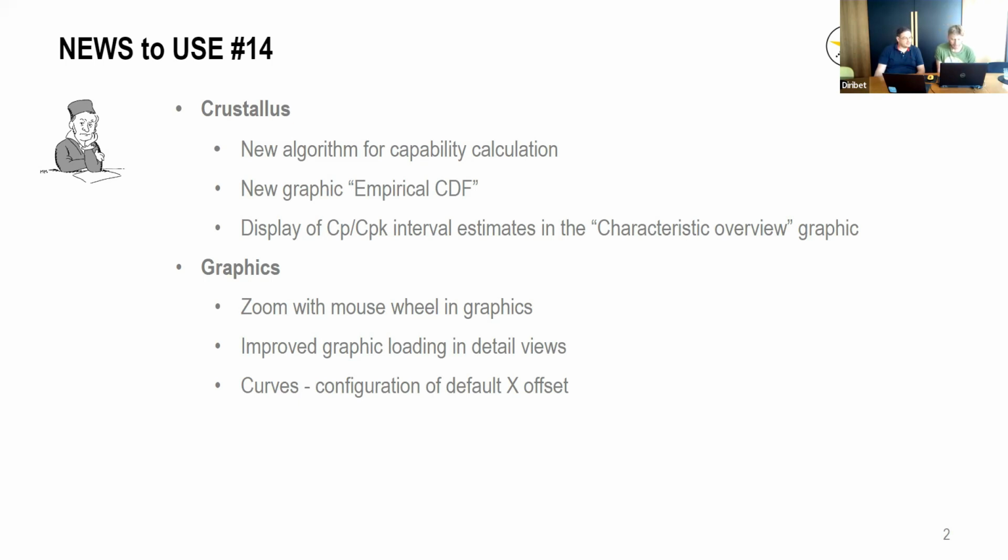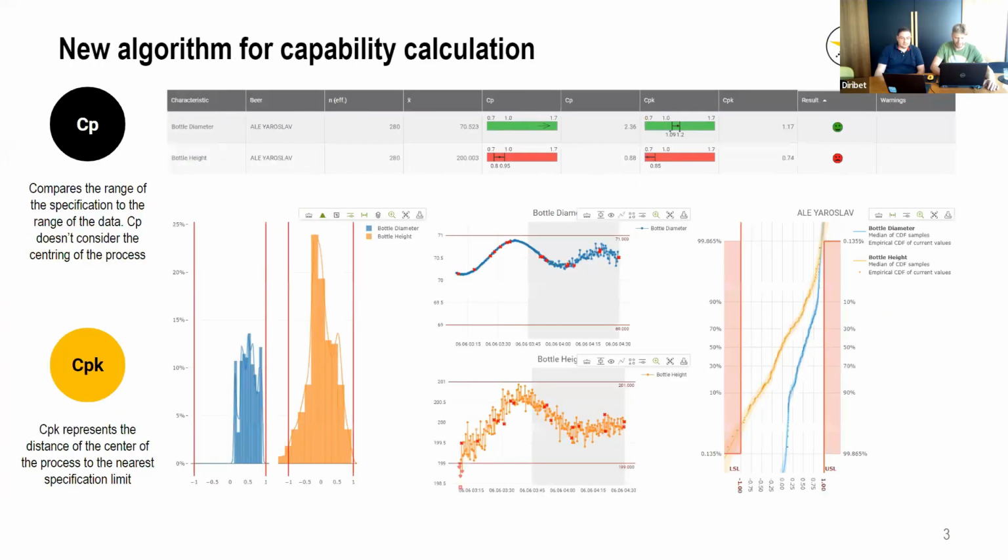The second part of the webinar will be about general graphics. One thing is the new zooming with the mouse wheel. The second one is improved graphics loading in details. The last one will be the configuration of the default X offset in the curve. So we can start.